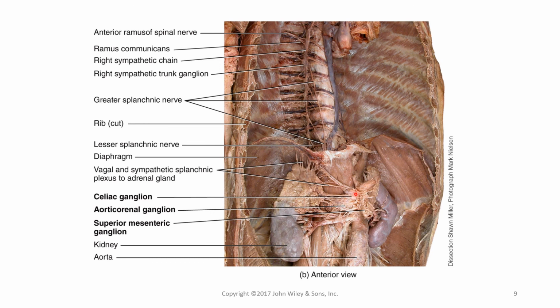This will be your celiac ganglia, your aorticorenal ganglia, different renal ganglia. Here's a superior mesenteric ganglia. The inferior would be down below here. But this kind of gives you a greater perspective of what these autonomic ganglia are doing here for your sympathetic nervous system.